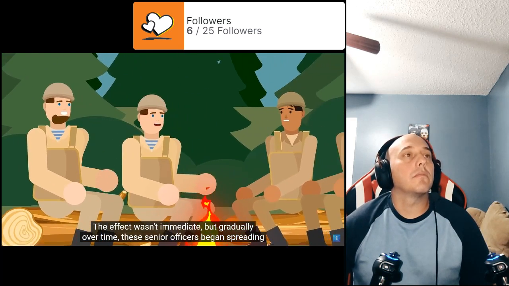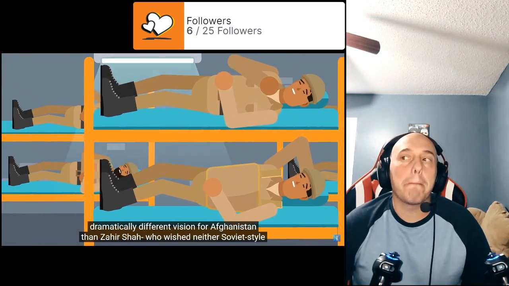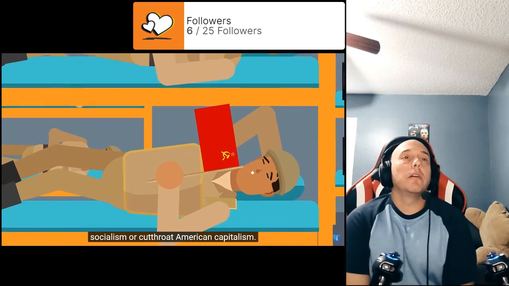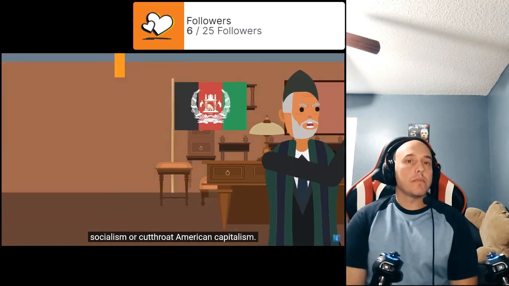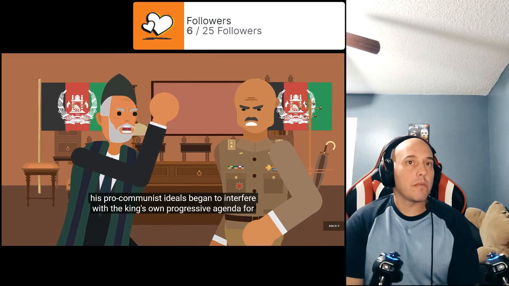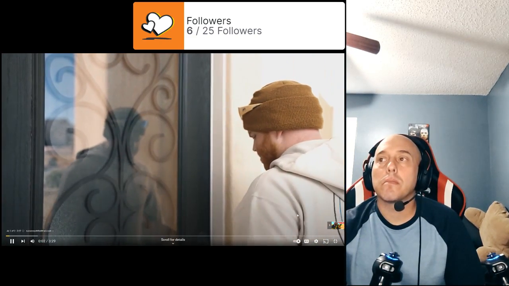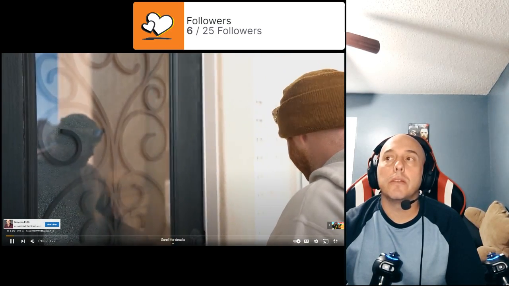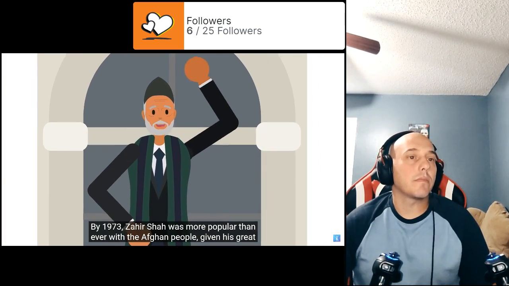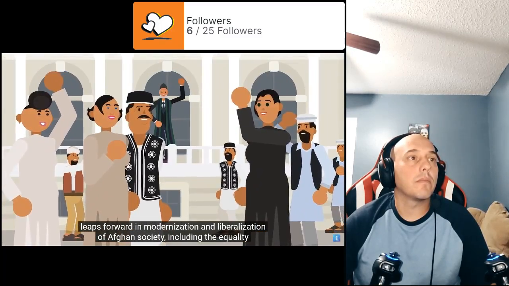These senior officers began spreading their communist ideals throughout the military ranks, resulting in a military that had a dramatically different vision for Afghanistan than Zahir Shah, who wished neither Soviet-style socialism nor cutthroat American capitalism. Zahir Shah eventually forced Daoud Khan to resign his post as prime minister as pro-communist ideals began to interfere with the king's own progressive agenda for the nation. By 1973, Zahir Shah was more popular than ever with the Afghan people, given his great leaps forward in modernization and liberalization of Afghan society, including the equality of women.